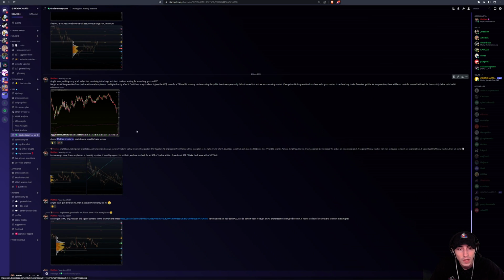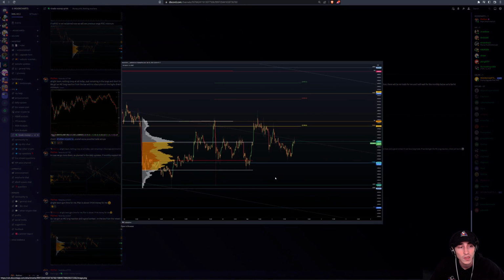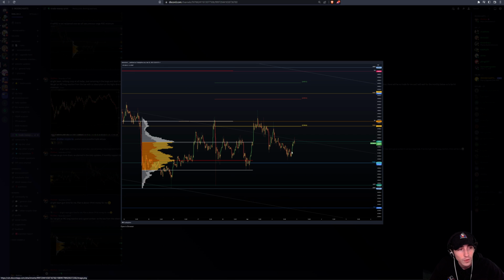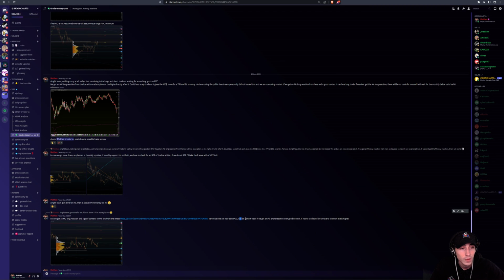I was saying earlier that it could be a long trade if we got an MC long reaction in good context, so we got it on the very low on the retest. From here, it went into our first resistance, naked session path control, okay? And from here, I told my team, hey, it can be a short trade here if we get an MC short reaction with a good context. If not, then there will be no trade, and we can just move to the next level higher, okay?